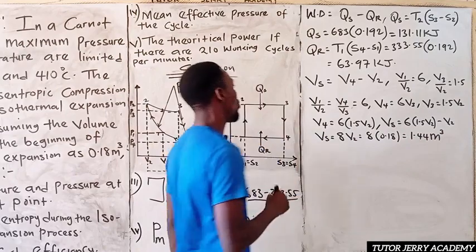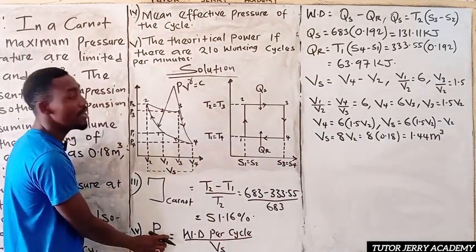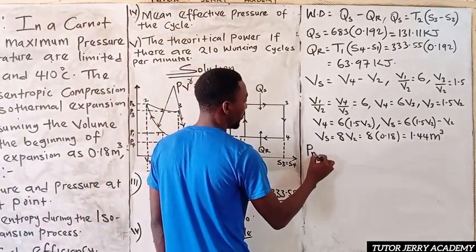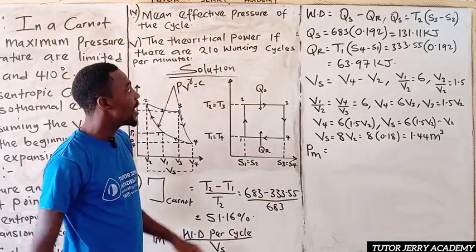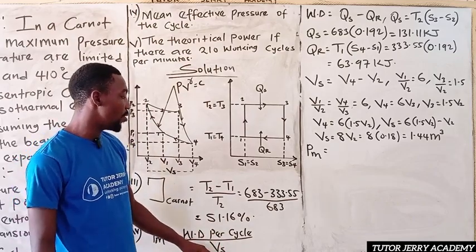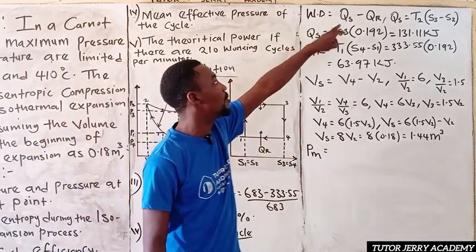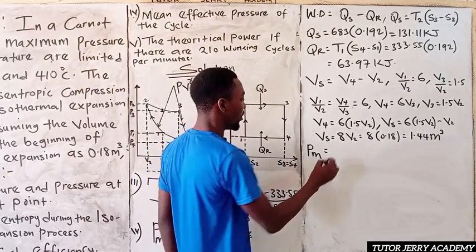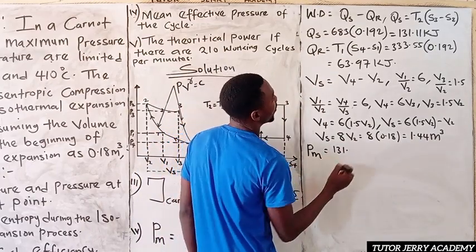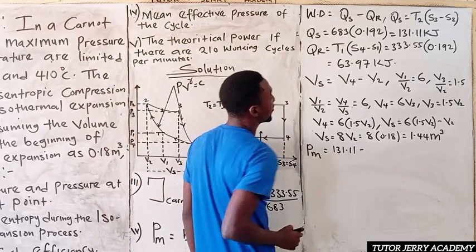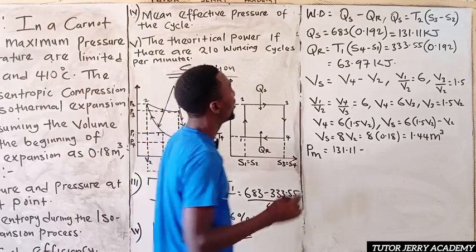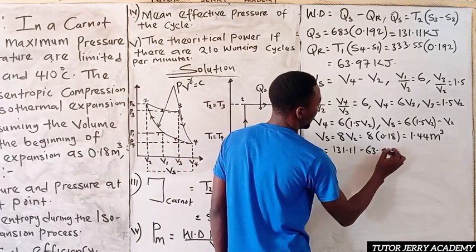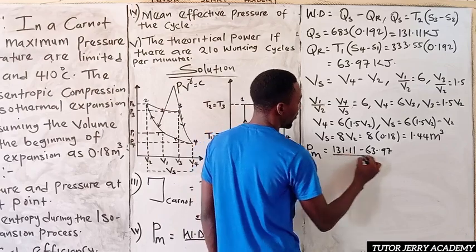All right. Now we can look for the value of mean effective pressure. So mean effective pressure, PM, we said is equals to work done over stroke volume. But our work done is equals to QS minus QR. What is our QS? The value is 131.11 minus our QR. What is QR? QR is equals to 63.97, all over stroke volume.